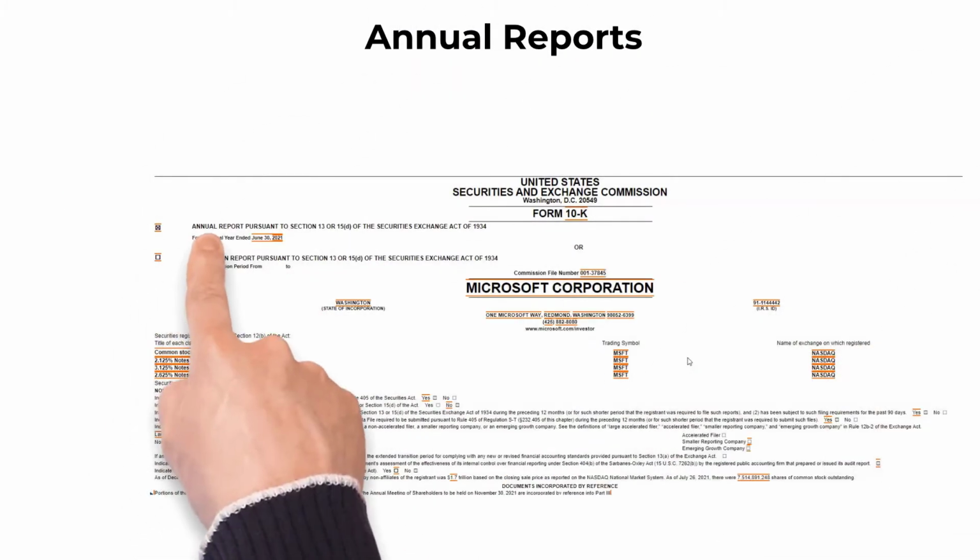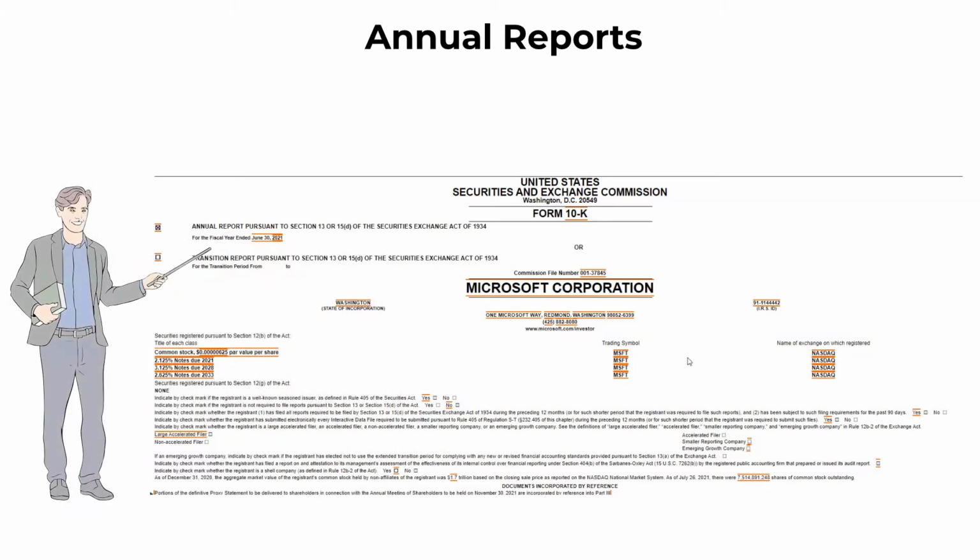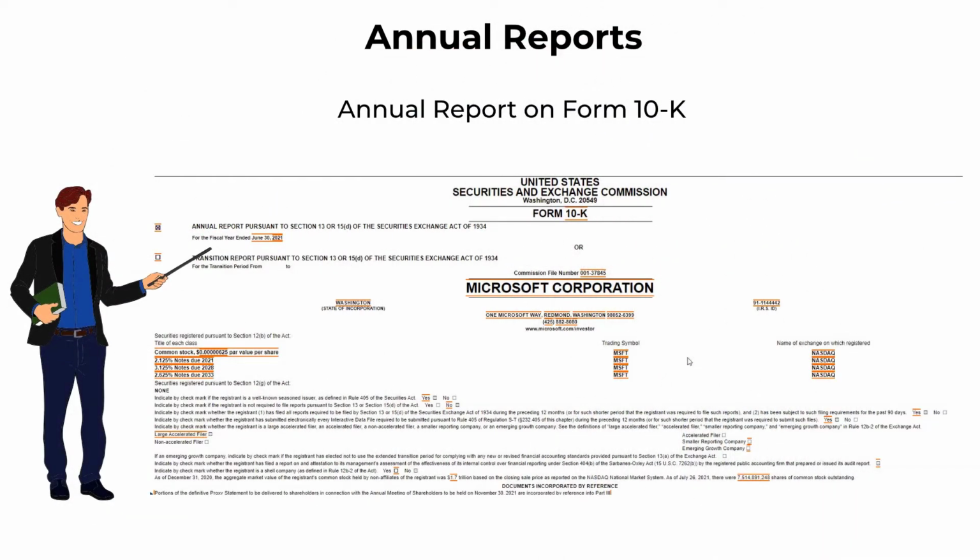The second type of annual report is the annual report on Form 10-K. Public companies have to file this report with the Securities and Exchange Commission, or the SEC, which regulates companies in the United States. Here, I show the cover of Microsoft's annual report on Form 10-K.